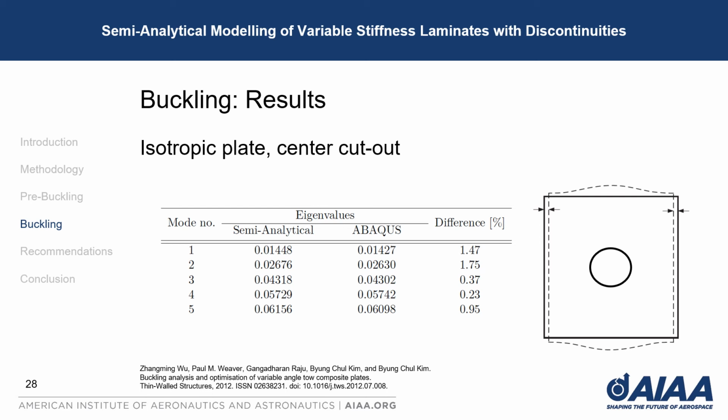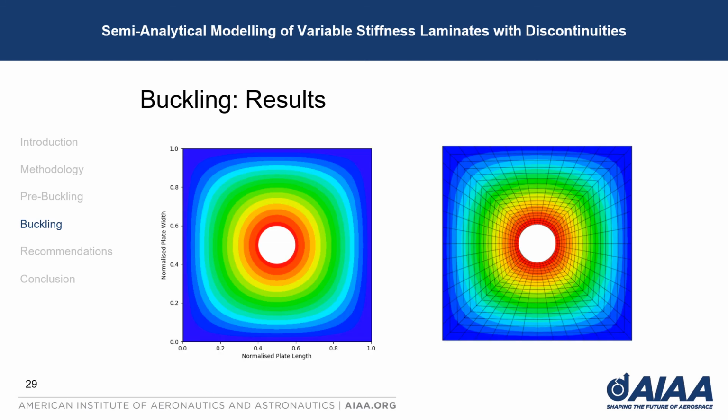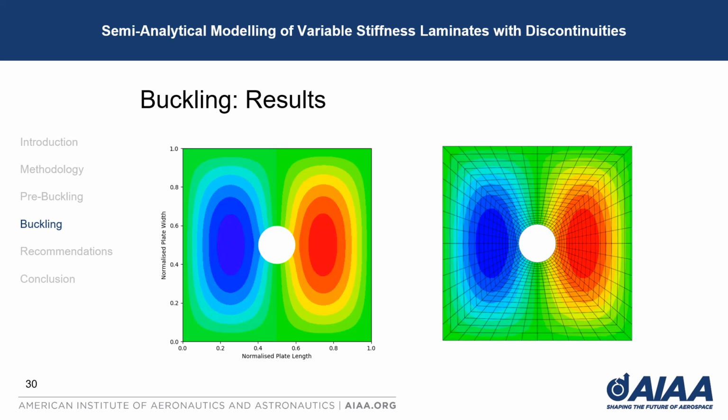As can be seen from the table, the results again show good agreement, and as the buckling formulation takes into account the in-plane loads in an average sense, the oscillations that we saw in the in-plane loads cause no large differences in the buckling results. The buckling modes obtained from both the semi-analytical model and the finite element model also show good agreement for the first eigenmode, and similarly also for the second eigenmode.